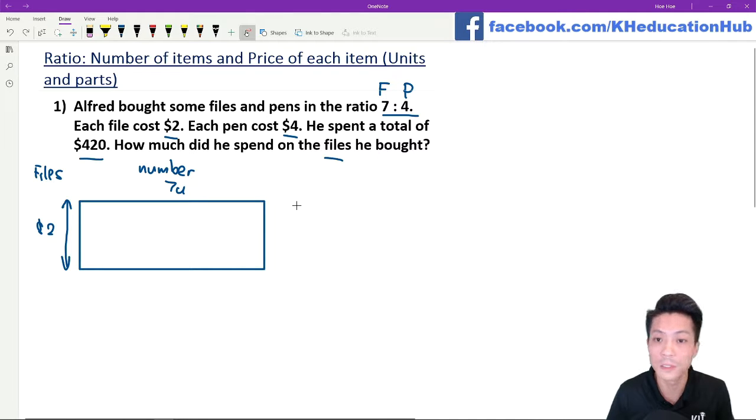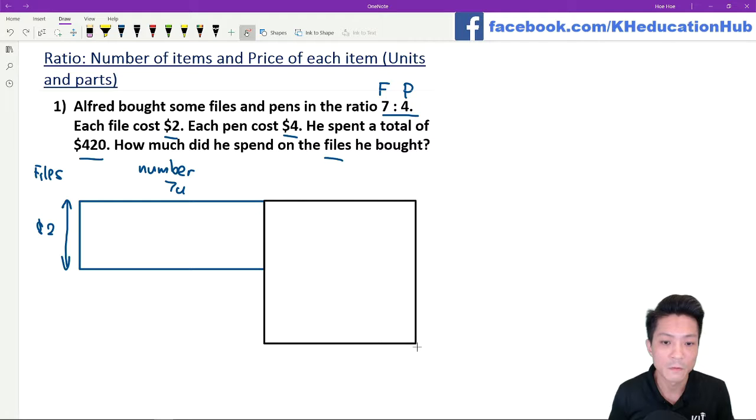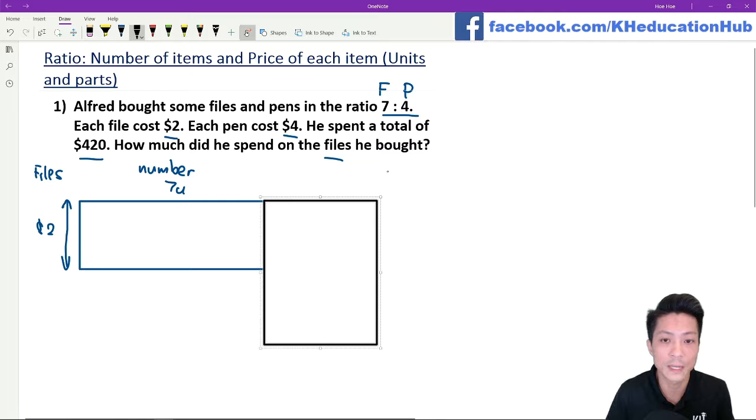The pen is 4 units and each pen will cost $4. So I'm going to draw another box over here. $4 will be double, right? But it is in 4 units. So let me try and draw 4 units. Should be something like this, right? So the black color box is for the pens, which is 4 units. Same thing, this represents the number. And the height over here is the cost of each pen, which is $4.